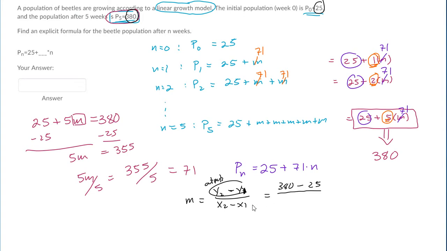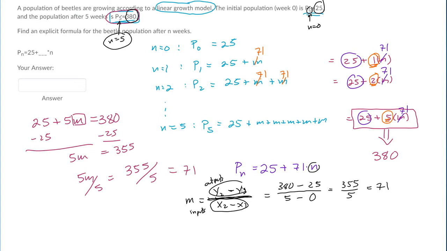What about the change in the x's? Now, we use x to indicate inputs. These are my inputs. Technically, the inputs here would be n's. This would be n equals 0 for time 0, and n equals 5 for time 5. This formula just indicates change in the outputs divided by change in the inputs. My outputs are the population, my inputs are the time. The time corresponding to the 380 was 5. The time corresponding to the 25 was 0. So if I work this out, I get 355 over 5, which is, again, 71.